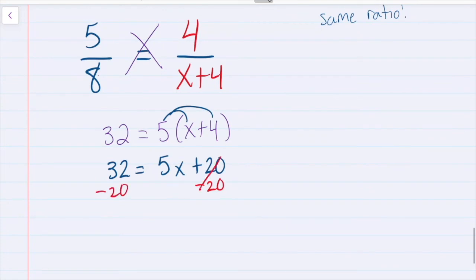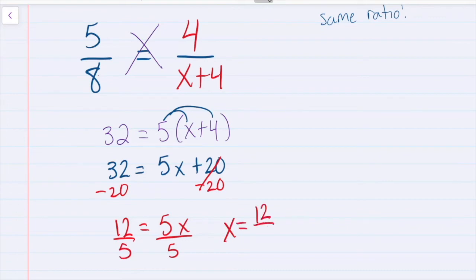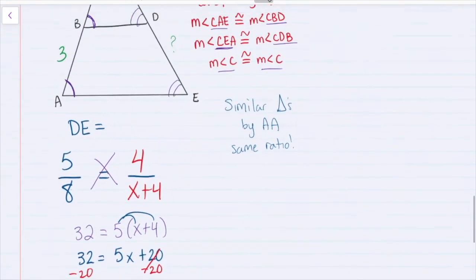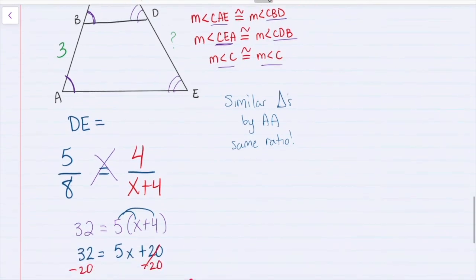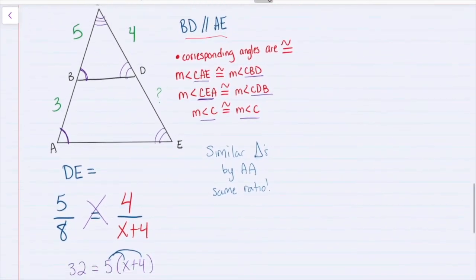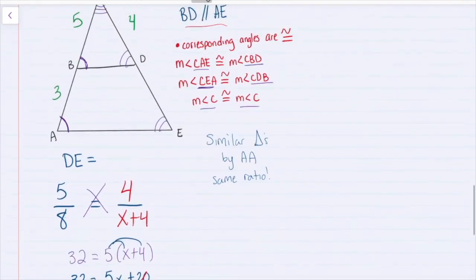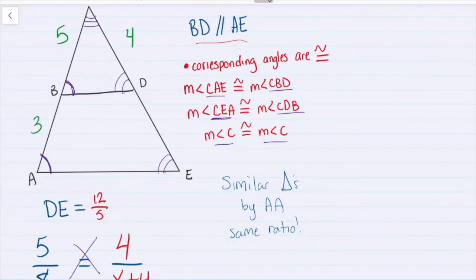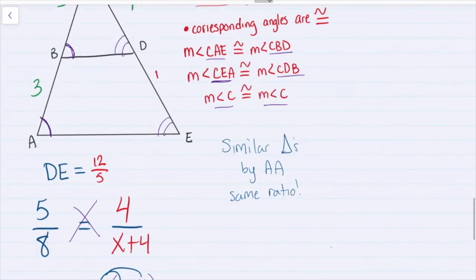32 minus 20 is 12 equals 5X. Finally, divide by 5. Our X is equal to 12 fifths. There we go. Now, is that the answer we're looking for? Actually, yeah. We found this little piece. We know this little piece is actually 12 fifths. So pretty cool, 12 over 5.